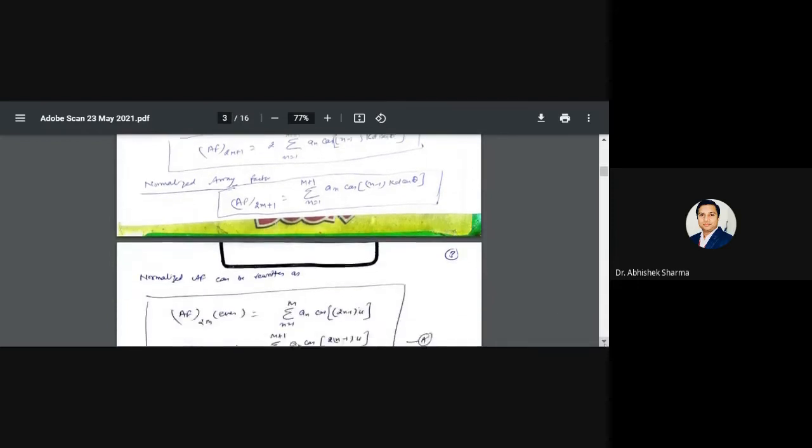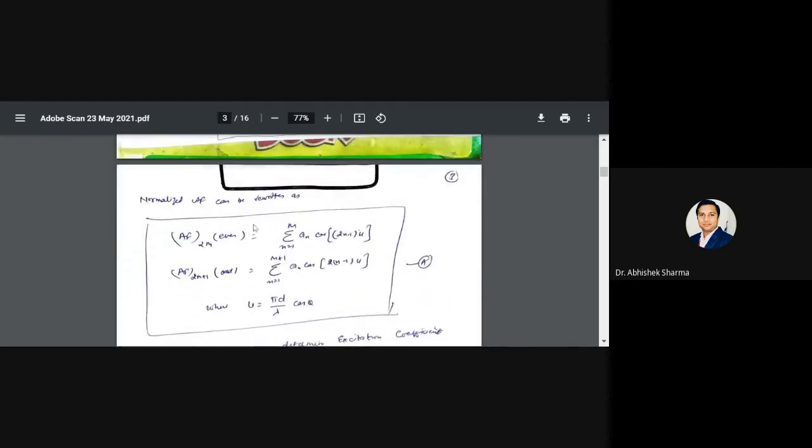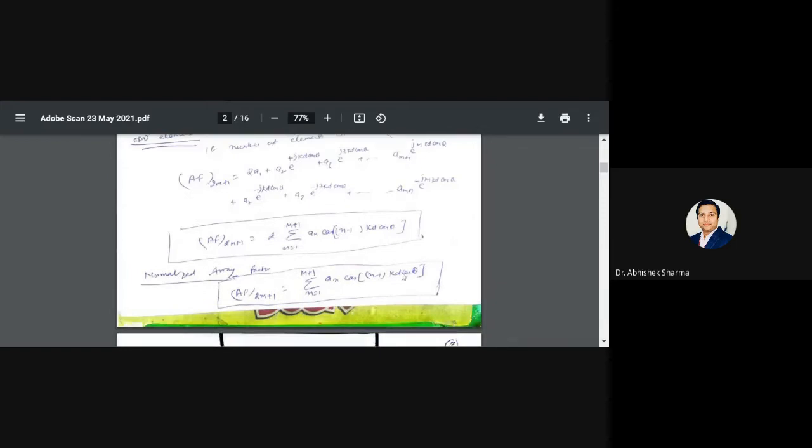Now the normalized array factor can be rewritten like this. If we put u is equal to pi d by lambda cos theta, just to simplify it, we are replacing pi d by lambda cos theta with a factor, that is u, in these equations. Now here k is equal to, we know, 2 pi by lambda.